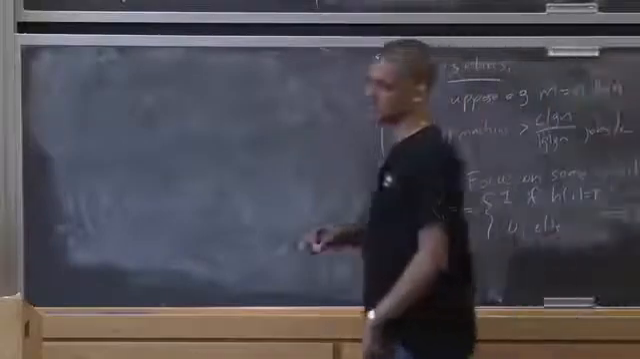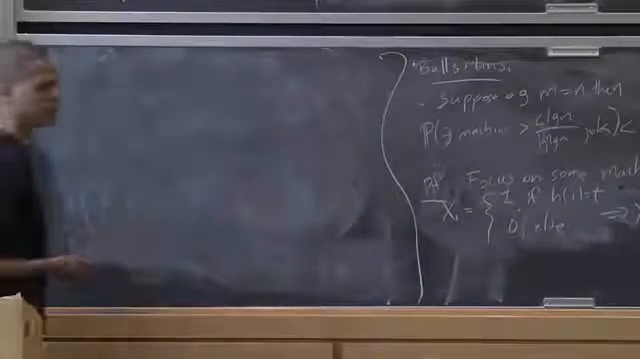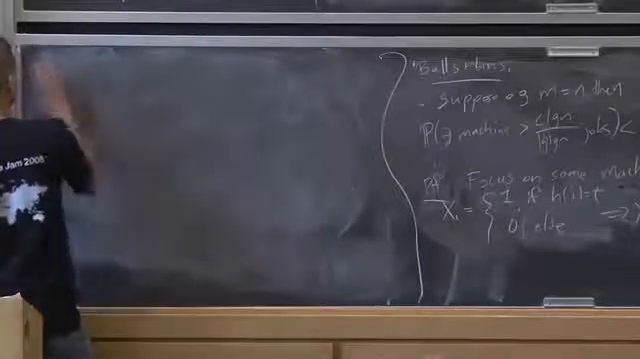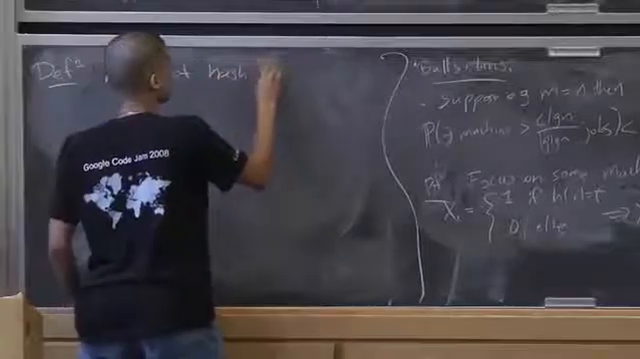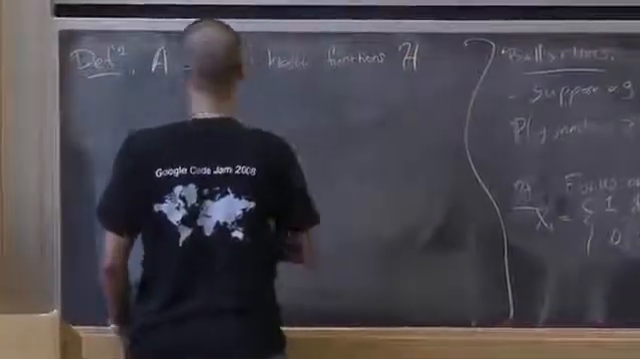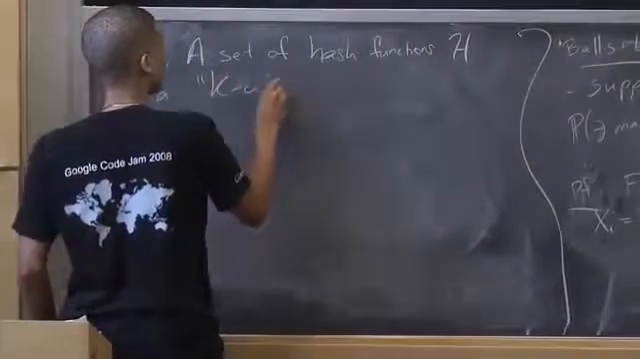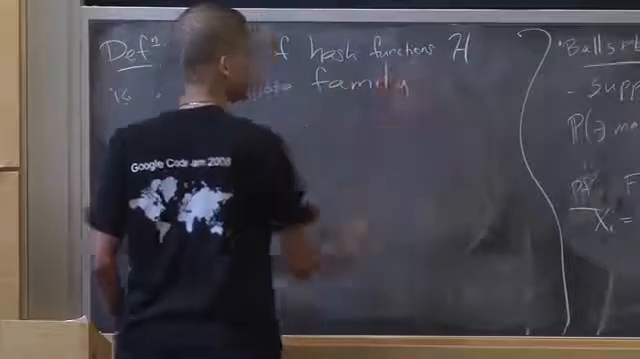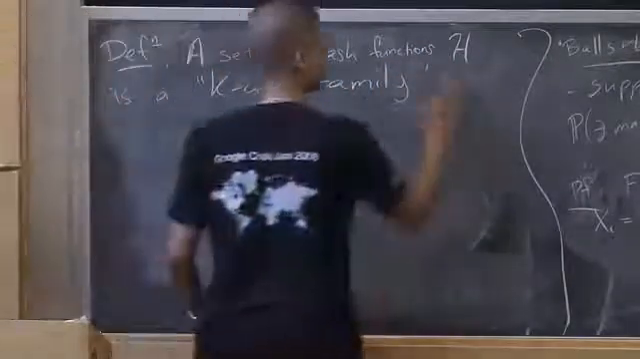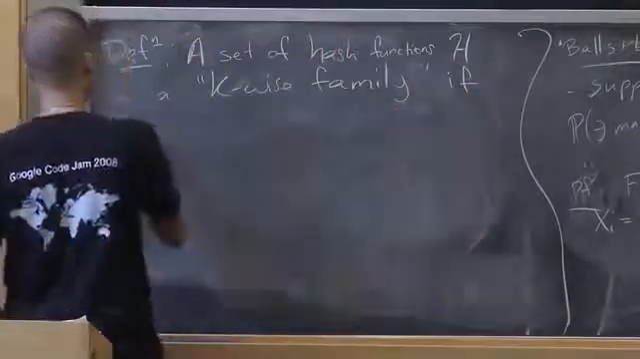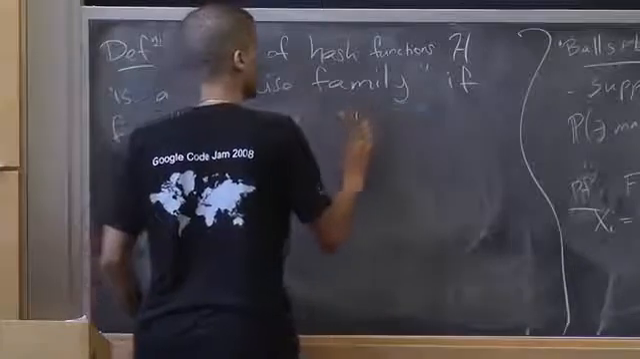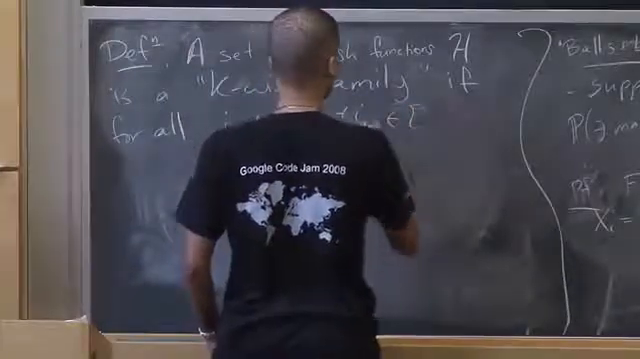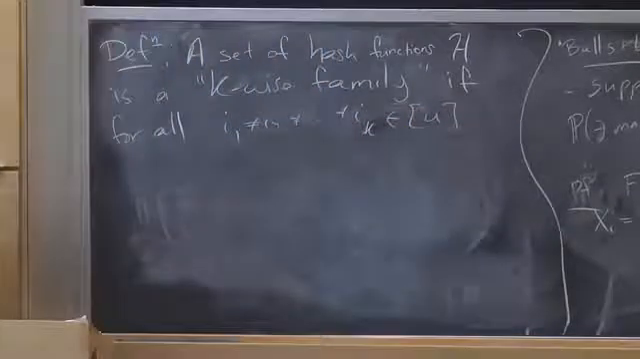Okay, so that's k-wise independence in terms of random variables, but we're talking about hashing. So what do I mean when I talk about k-wise independent hashing? So also another definition: a set of hash functions h is a k-wise independent family if for all i1 not equal to i2 not equal to ... ik in U, in the universe. So if you look at any k values in the universe and look at where they hash to.